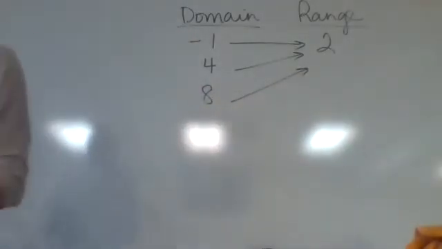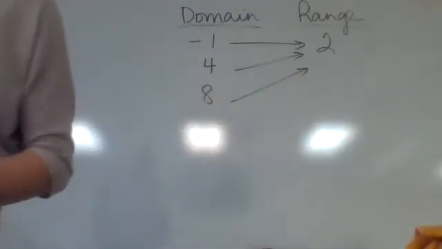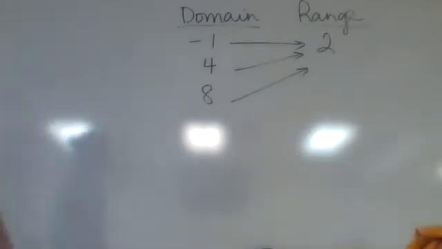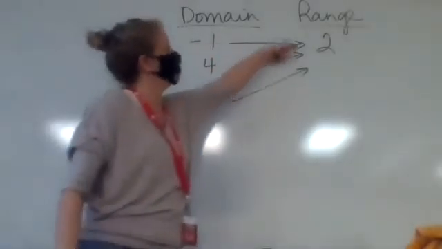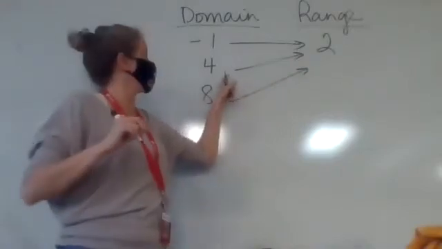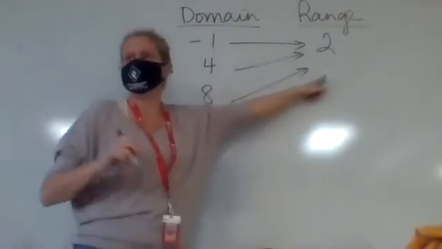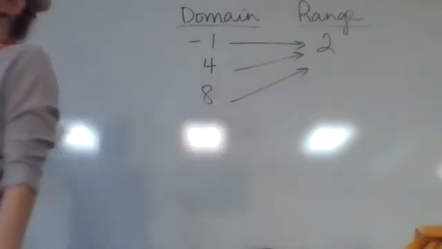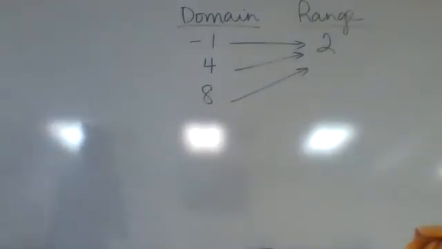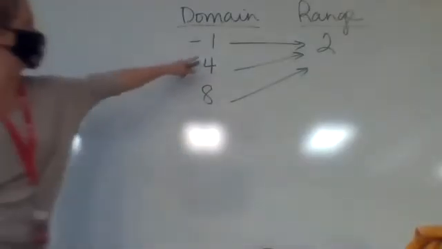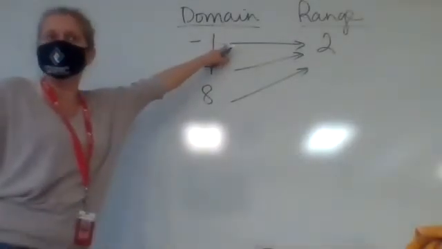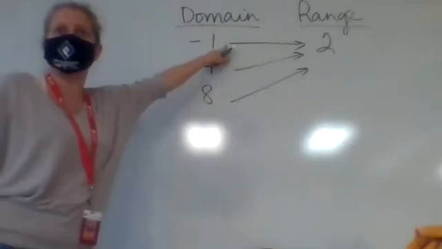Now, remember, don't get it backwards. How many numbers does -1 go to? 1. How many numbers does 4 go to? 1. How many numbers does 8 go to? 1. Is there anything in the domain that went to more than 1 number in the range? No, there's not. There's only 1 number in the range, which means that would be impossible for any of these to go to more than 1 number. So yes, this one is a function.